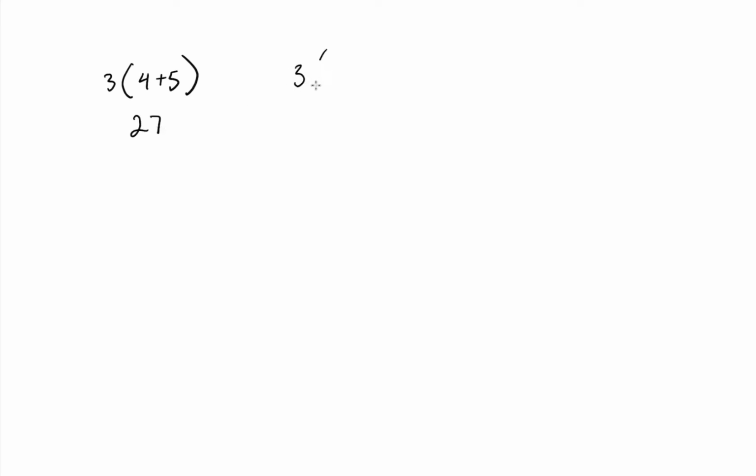But we could also solve this problem like this. We could say 3 times 4 is 12, plus 3 times 5 is 15, which would still give us 27. So we have the original form, which is PEMDAS, to do everything in the parentheses first and then multiply, or we could use the distributive property, which supersedes PEMDAS, and just apply the multiplication to whatever's in the parentheses first. So we have those options.